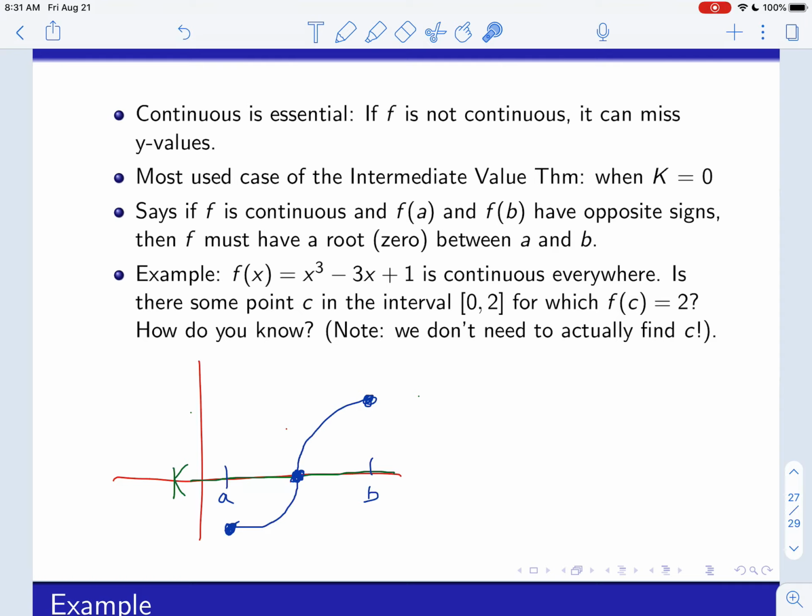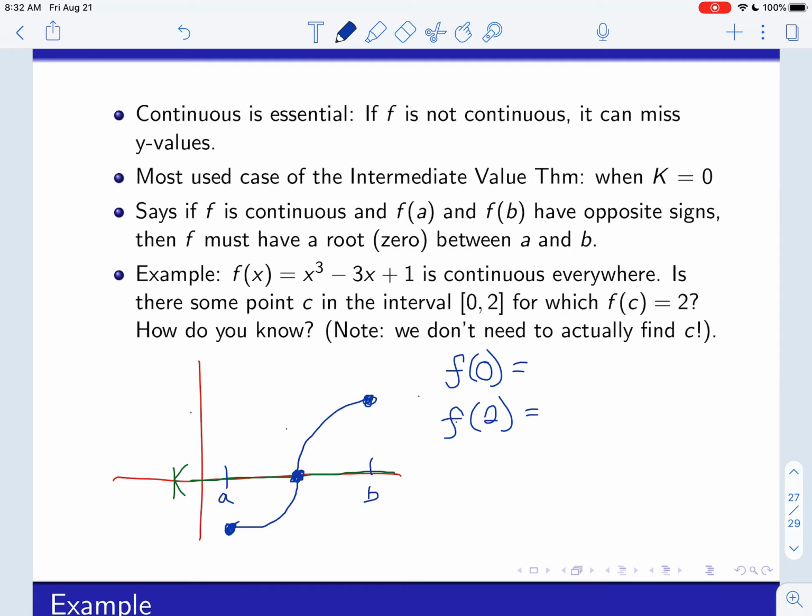I'm not asking you to find the c. I'm only asking you, is there one? So if I wanted to check this out, then I've got my closed interval. They gave it to me, 0 and 2. So in order to go anywhere with the intermediate value theorem, I need to know what the y values are for 0 and 2.